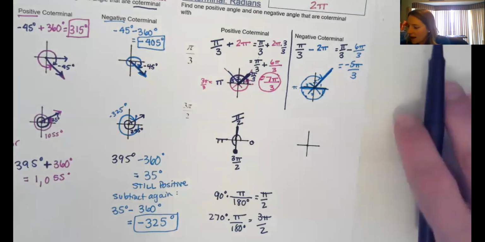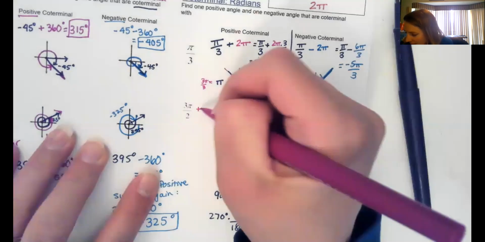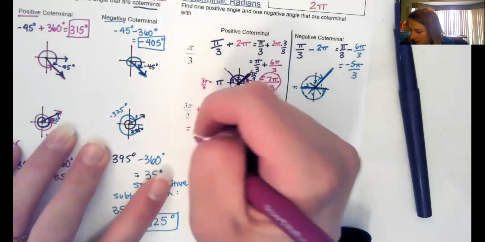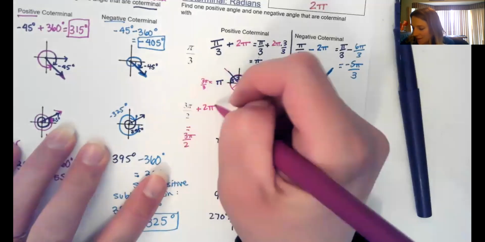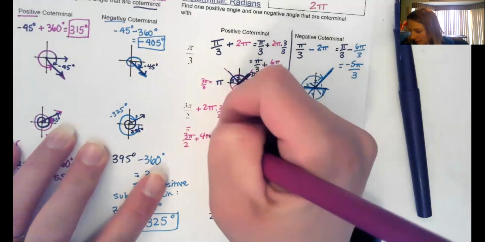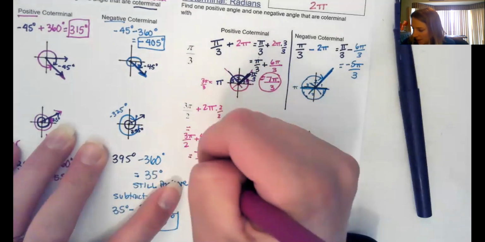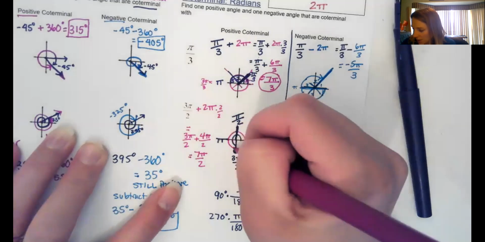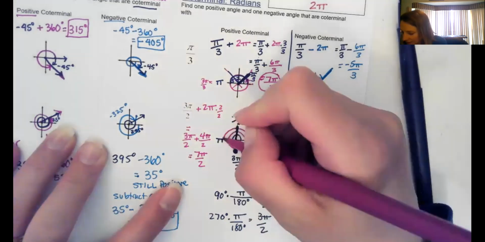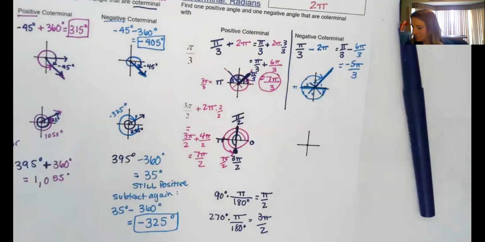So if I want to find another positive coterminal angle, I'm going to add 2 pi to this. Now this time I'll have 3 pi over 2, and I have to get a common denominator, so times 2 over 2. So that's going to be plus 4 pi over 2. So that's going to turn into 7 pi over 2. So 1, 2, 3 pi over 2, 4 pi over 2, 5 pi over 2, 6 pi over 2, and 7 pi over 2. So that's kind of fun.